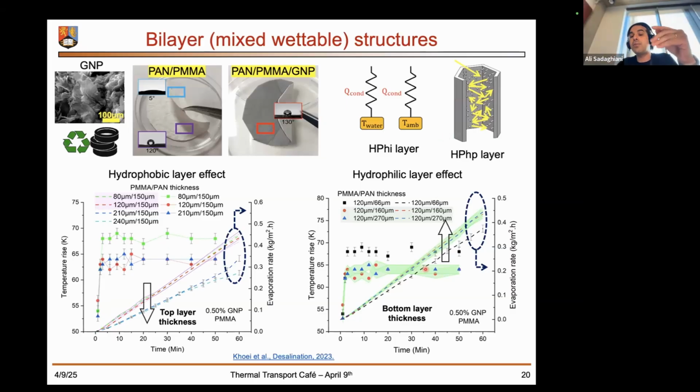But when we are talking about the bottom layer, as we increase the thickness of the bottom layer, we observe an enhancement in evaporation, meaning that the evaporation rate in mixed wettable bilayer structures is basically restricted by the amount of the liquid that we are providing from the bottom layer. Meaning that if we have a sharp change from the superhydrophilic to the hydrophobic spot, this results in the limitation in evaporation rate.